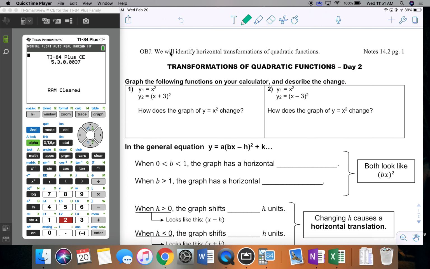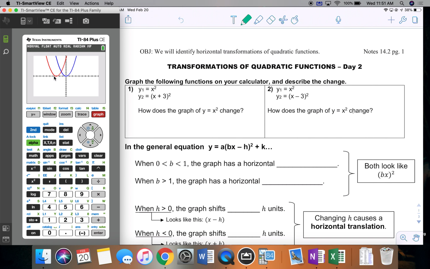This video covers transformations of quadratic functions, day 2. So, part 1, they are asking us to graph x squared and compare it with (x + 3) squared. In my video, my graph is blue and then red. Blue will be the original, red will be the new.